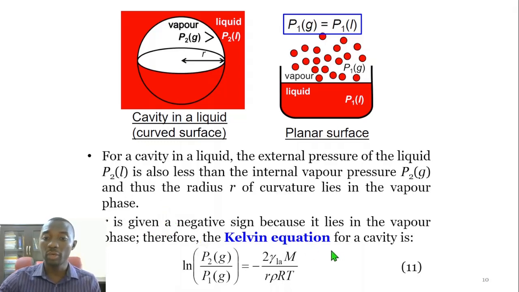Therefore, the Kelvin equation for a cavity can be written in this manner. Notice that the Kelvin equation is the same as for the drop, the only difference being the negative sign, which has been introduced because the radius of curvature lies in the vapor phase.